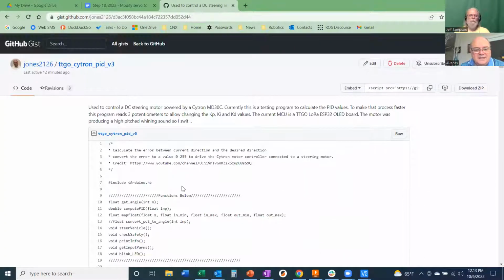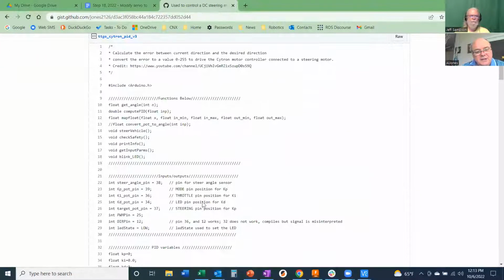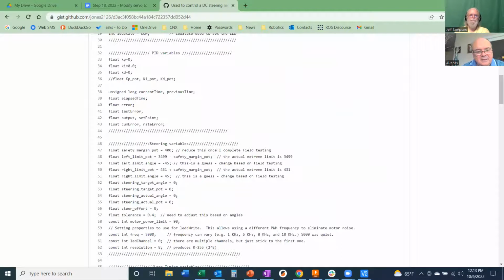So this is a test program. Well, it's more probably a configuration tool to try to test steering. It is out in GIST, and I think I talked about this last time we were together. Made a few changes.